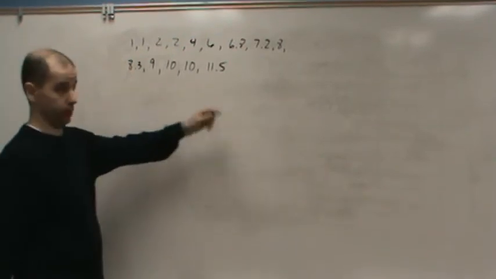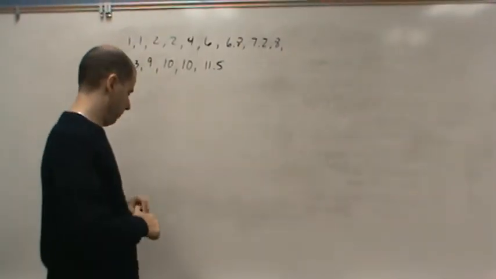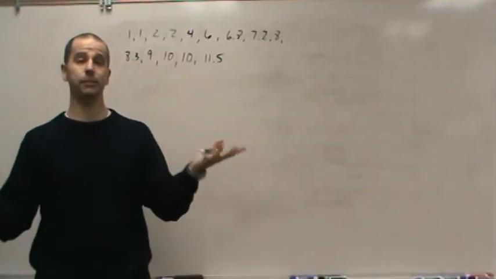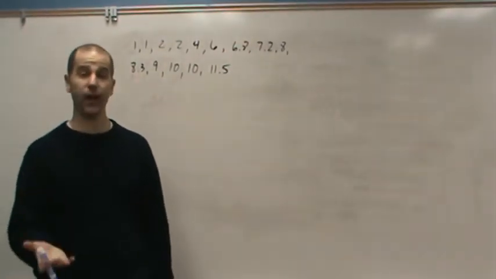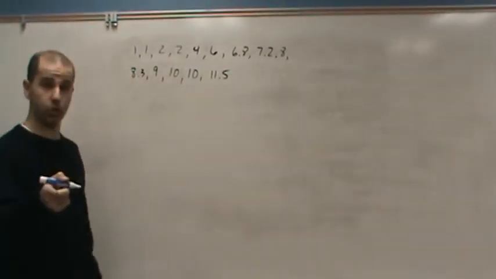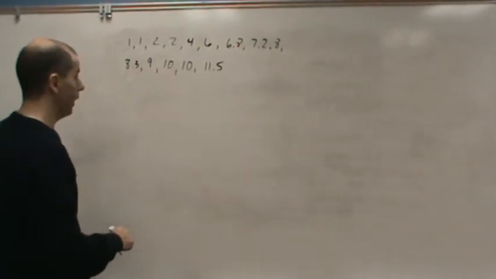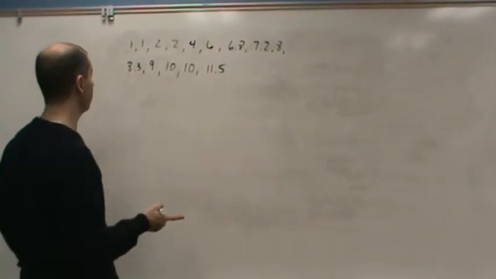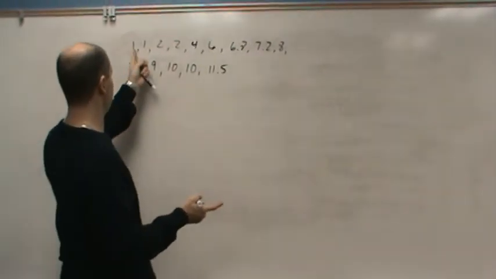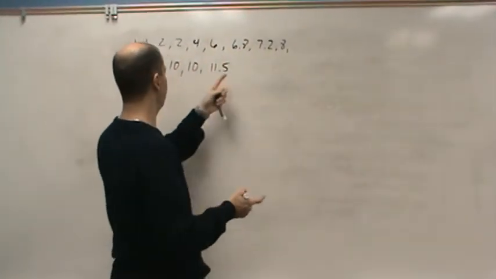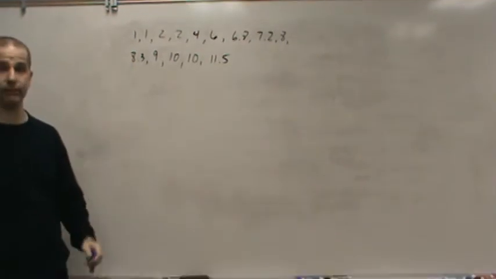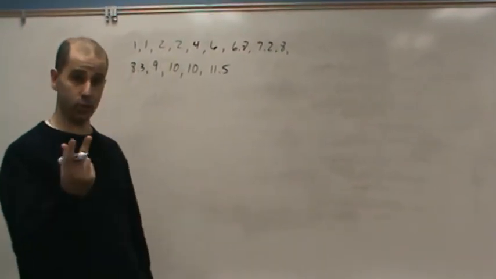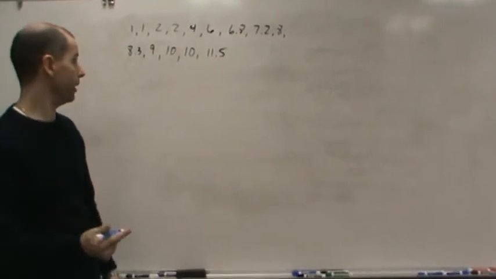I've already got it ordered. The first thing is I know that Q2 is the median, so let's find that first. I order the data, which I have, and now I'm going to find the median. How many values do I have in my data set? I have 1, 2, 3, 4, 5, 6, 7, 8, 9, 10, 11, 12, 13, 14. It's even. I just have to divide by 2 and then find my two middle terms and average them.